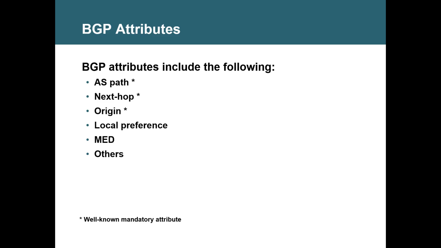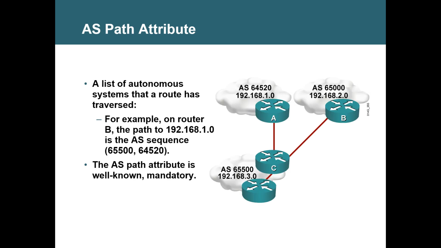We will see what multi-exit discriminator is today. Then you will understand better why it is coming under optional non-transitive. MED is optional non-transitive. Local preference is well-known discretionary. All the other three that you see here, origin, next hop and AS path, they are well-known mandatory. And this is the topic where we stopped our previous class.